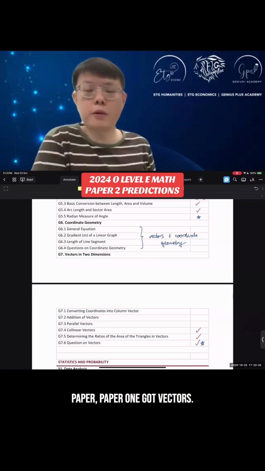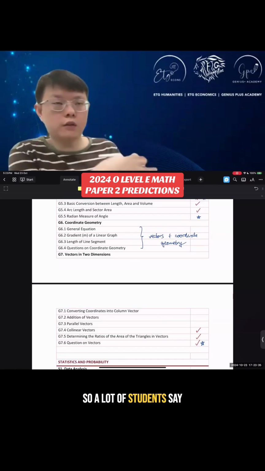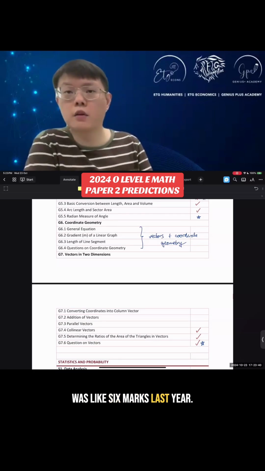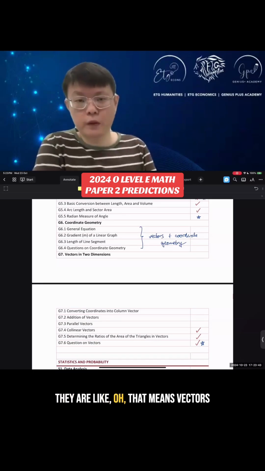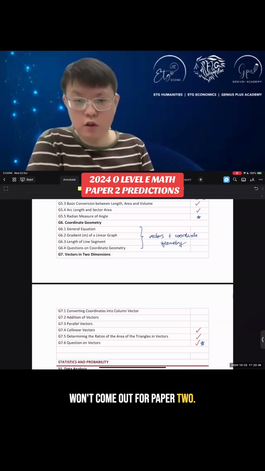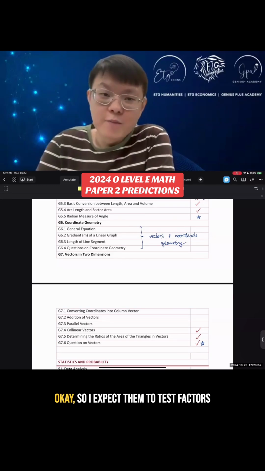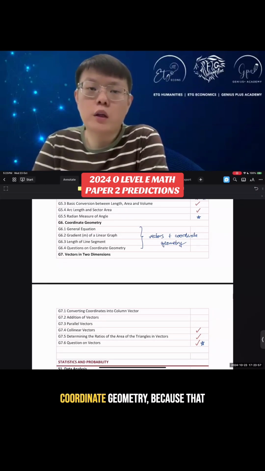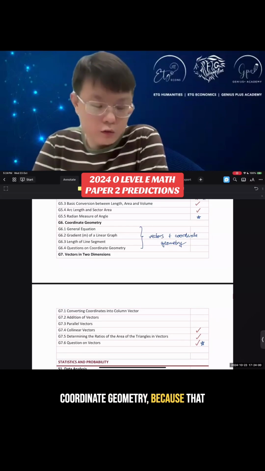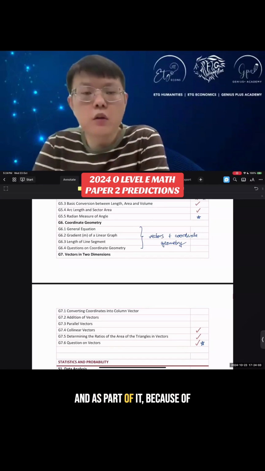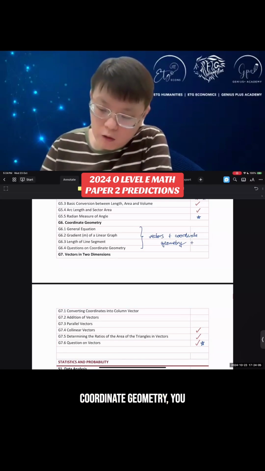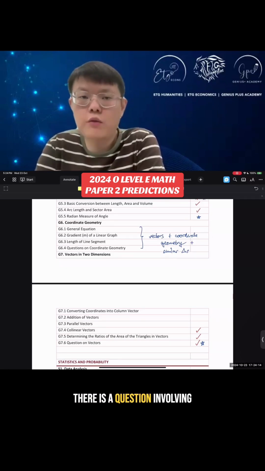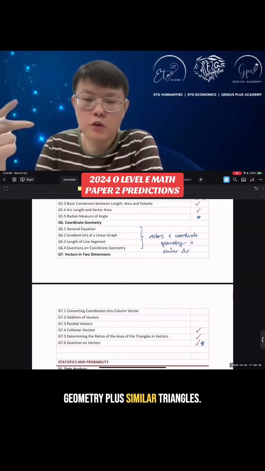If you look at last year's O-level paper, paper 1 got vectors. So a lot of students say paper 1 got vectors already, and it was quite significant. I think paper 1 vectors was like 6 marks last year. They say, oh, that means vectors won't come out for paper 2. Well, guess what? I expect them to test vectors again in paper 2, and I expect them to test vectors together with coordinate geometry, because that is very logical to test together. And as part of it, because of coordinate geometry, you can test similar triangles. So that is my prediction. There is a question involving vectors plus coordinate geometry plus similar triangles.